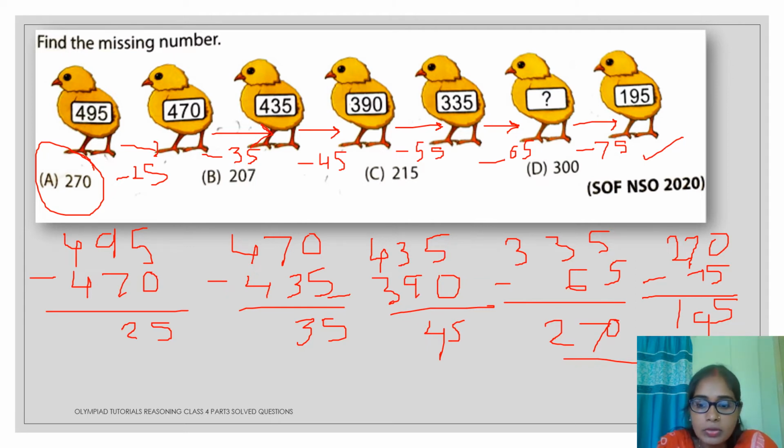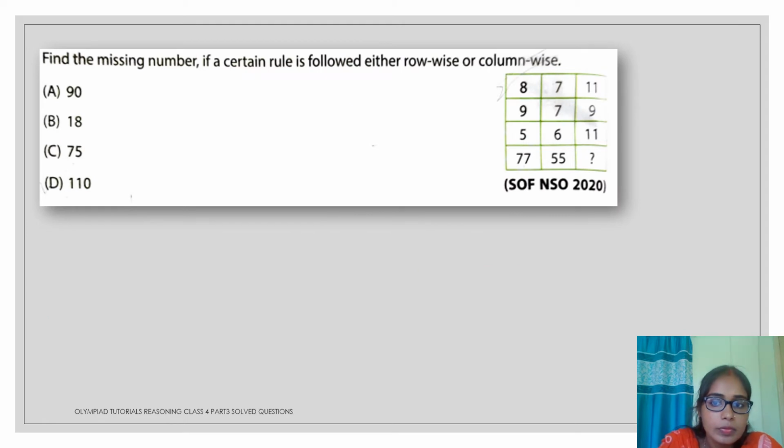Let's move on to the next question. Find the missing number if a certain rule is followed either row-wise or column-wise. Again, this question was asked in the science paper of 2020. Okay. So here you can see if you take the columns separately, there is a certain relation between the columns itself.